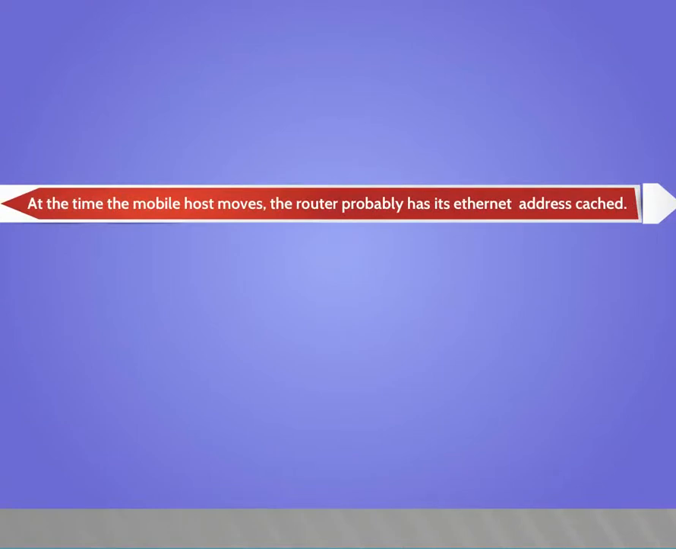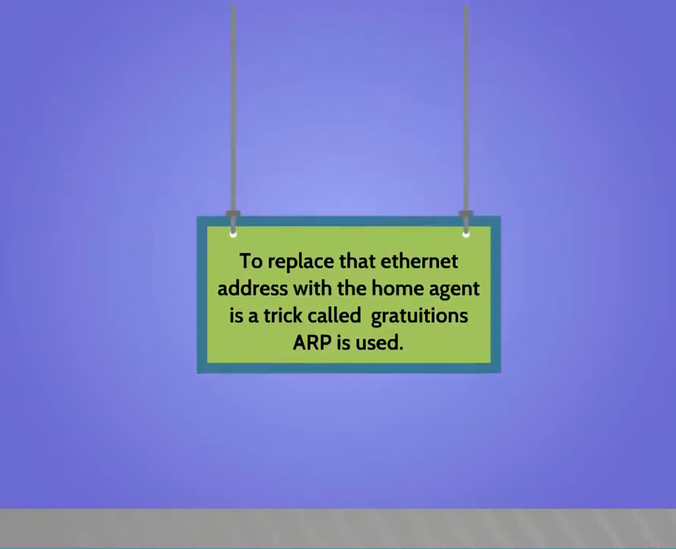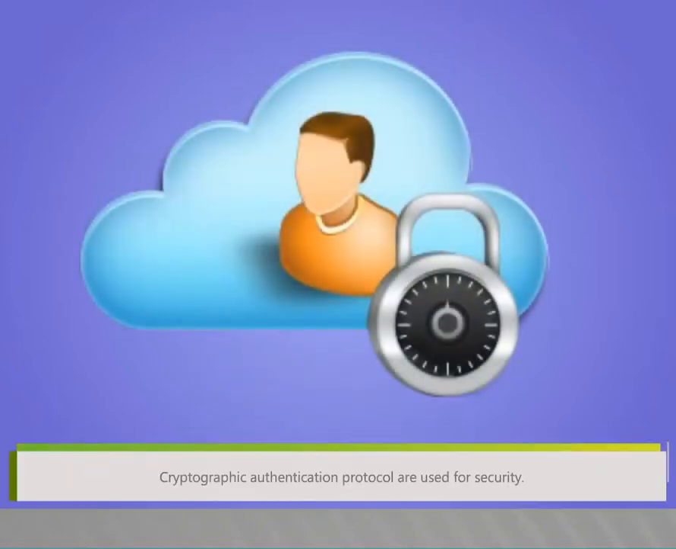At the time the mobile host moves, the router probably has its Ethernet address cached. To replace that Ethernet address with that of the home agent, a trick called gratuitous ARP is used. Cryptographic authentication protocols are used for security.